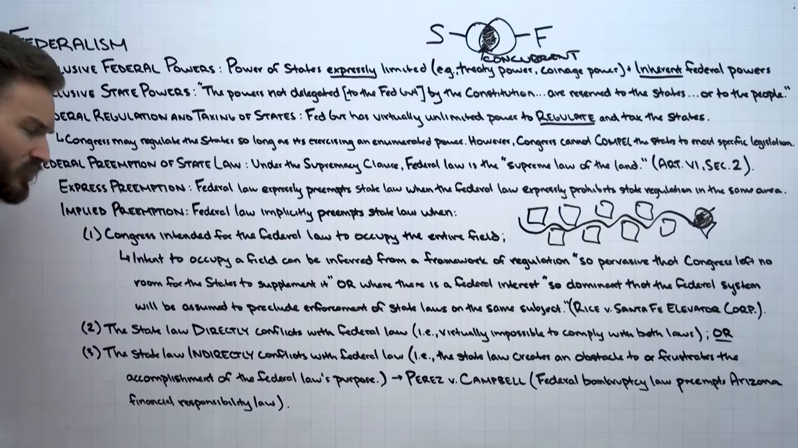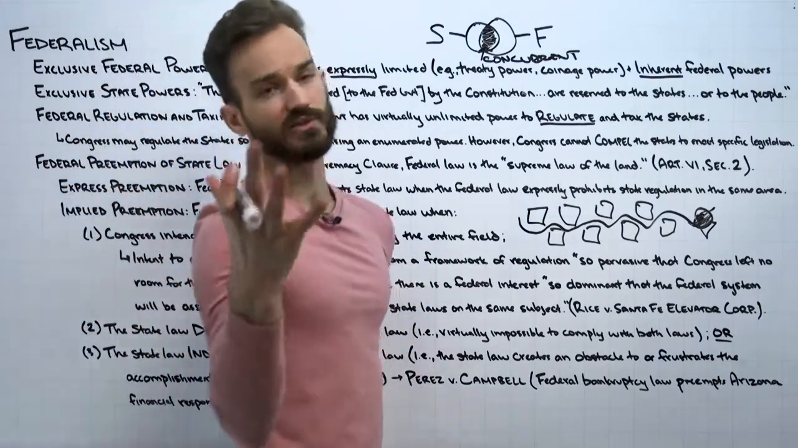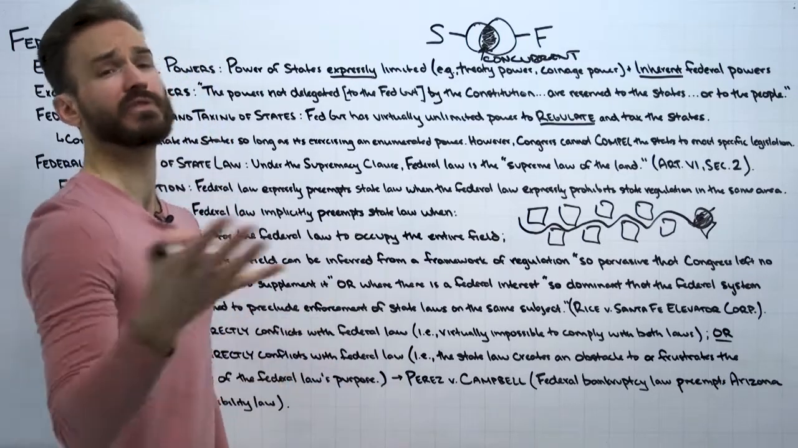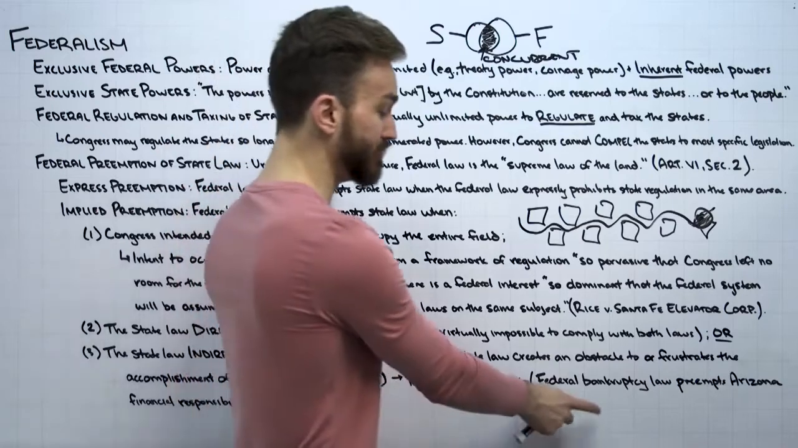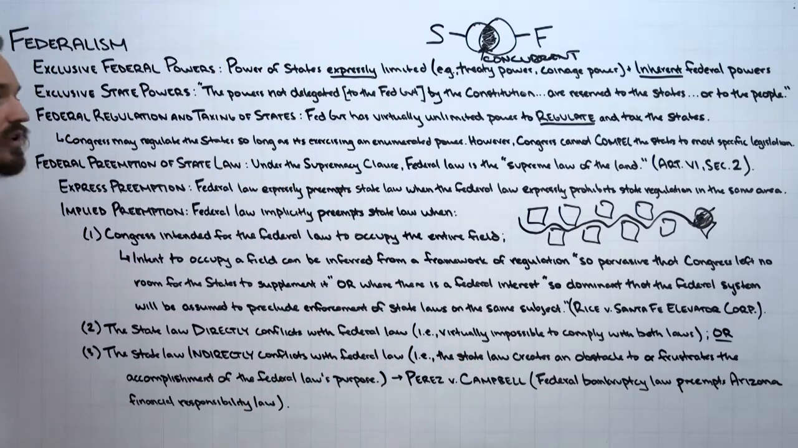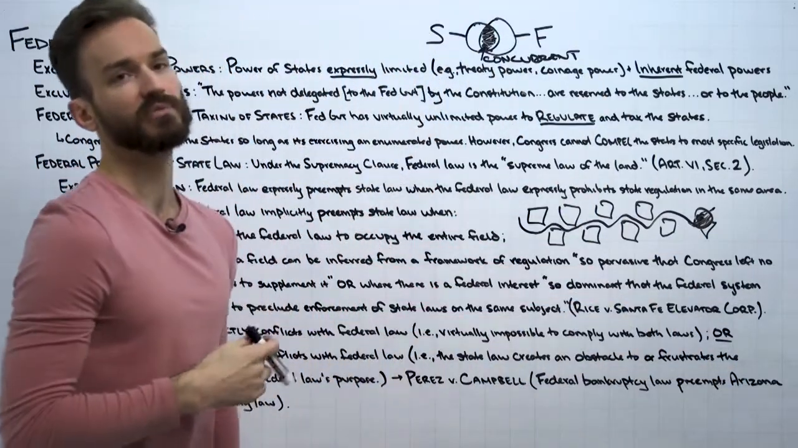So eventually what happens here, we have the Perez family. Perez gets into a car accident in Arizona, and he accumulates debt. He can't pay off this debt. He eventually declares bankruptcy under federal law. He's trying to get a fresh start on life after his bankruptcy.